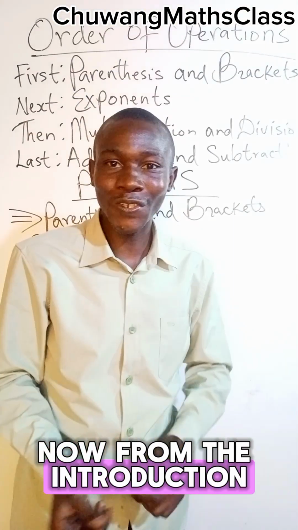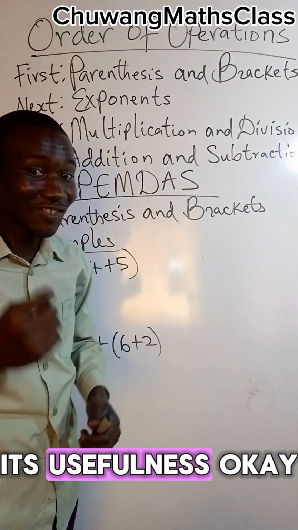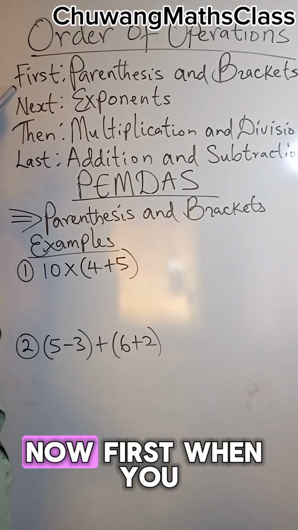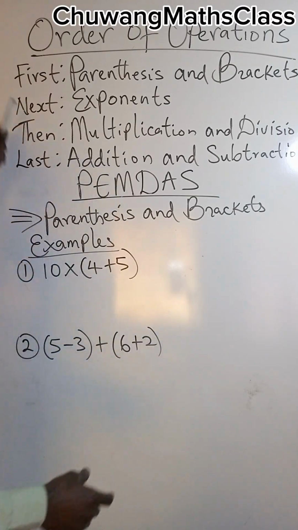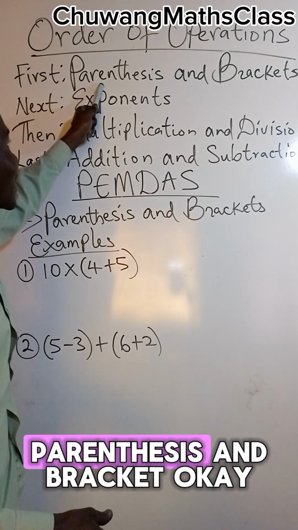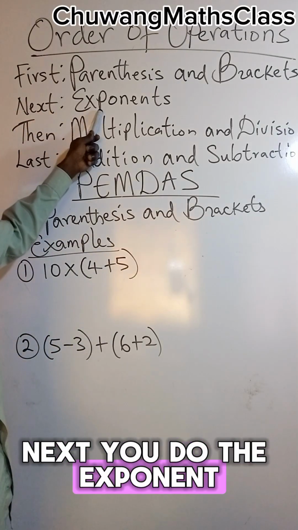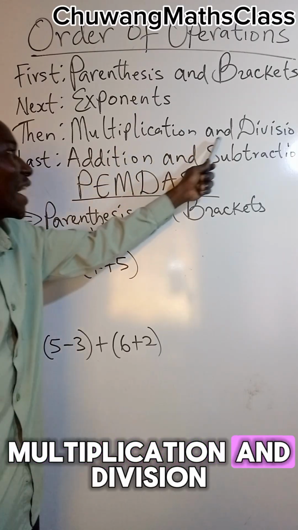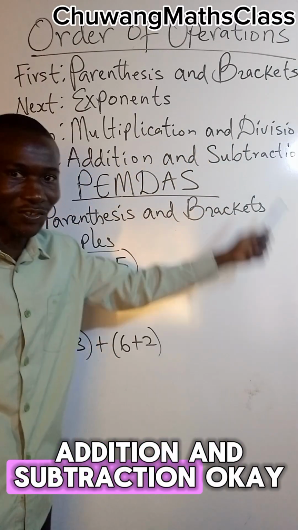Now, from the introduction, you understood what order of operation is, its usefulness. Now let's look at the order of operations. First, when you have any mathematical expression, you first do the parenthesis and bracket. Next, you do the exponent. Then you handle the multiplication and division. Last, you do the addition and subtraction.